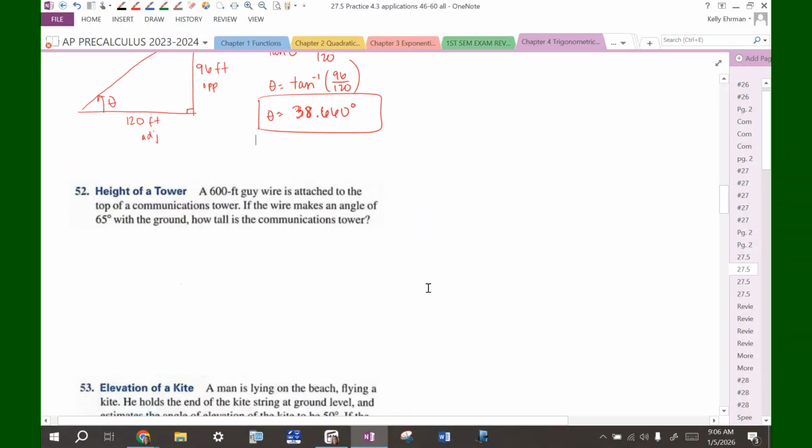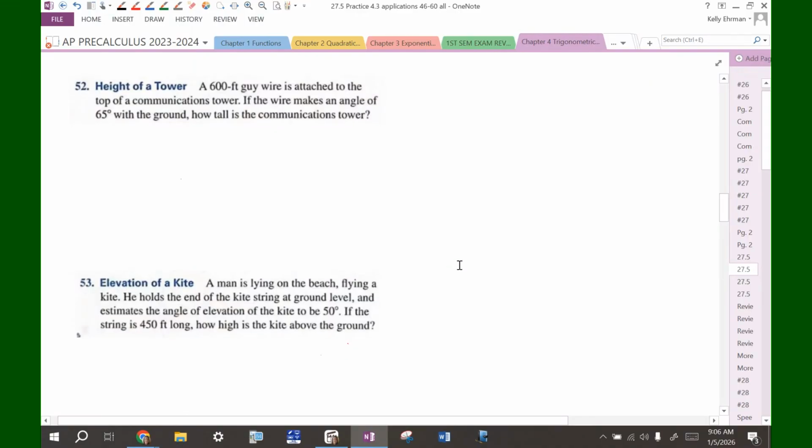All right, number 52. Height of a tower. A 600-foot guy wire, I'll explain that in a minute, is attached to the top of a communications tower. If the wire makes an angle of 65 degrees with the ground, how tall is the communication tower? So, right triangle. You might have seen these on telephone poles or power lines or whatever. A guy wire is just a wire that you attach to something to keep it steady, so it's not going to be blowing around in the wind.